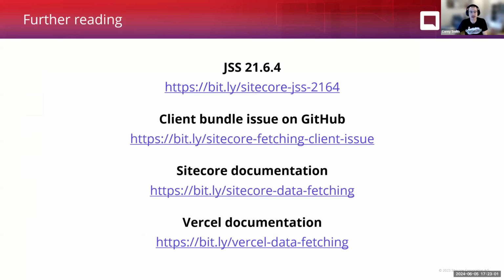Here's some further reading. You can go and see the release where the JSS team fixed that issue on the first link there. I actually reported this to the JSS team last year. I came across it while I was working on this presentation. So if you want to see the issue that I opened up and where they fixed it, you can see that there. Sitecore's got some really good documentation on the component level data fetching, and Vercel has really good documentation on the page level data fetching that ships with Next.js. So check out those links.